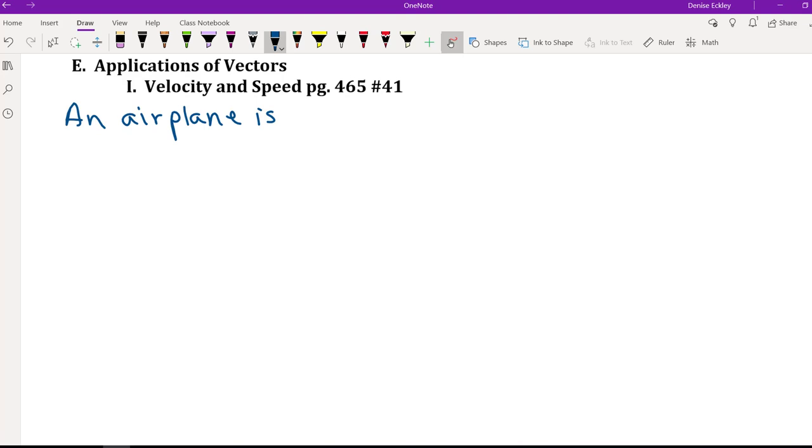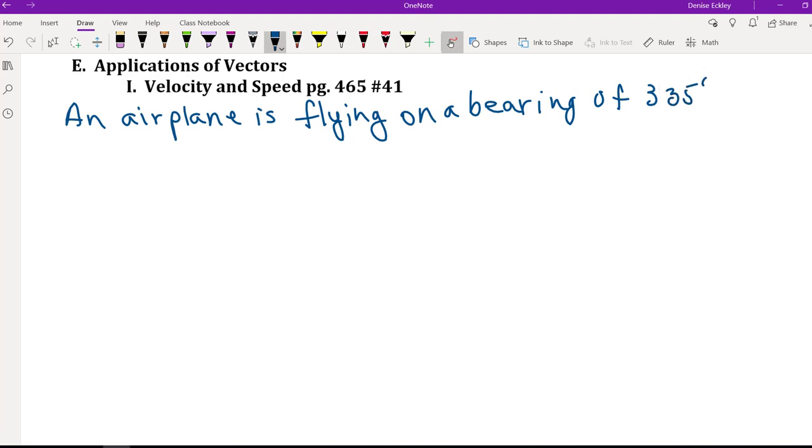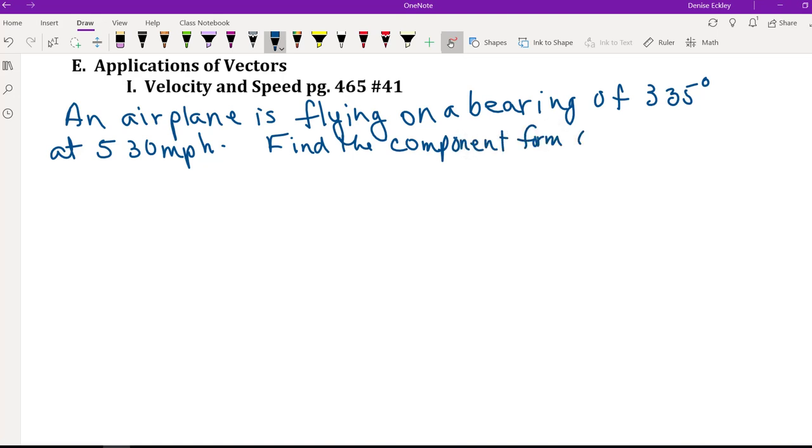is flying on a bearing of 335 degrees at 530 miles per hour. So we are to find the component form of the velocity of the airplane.